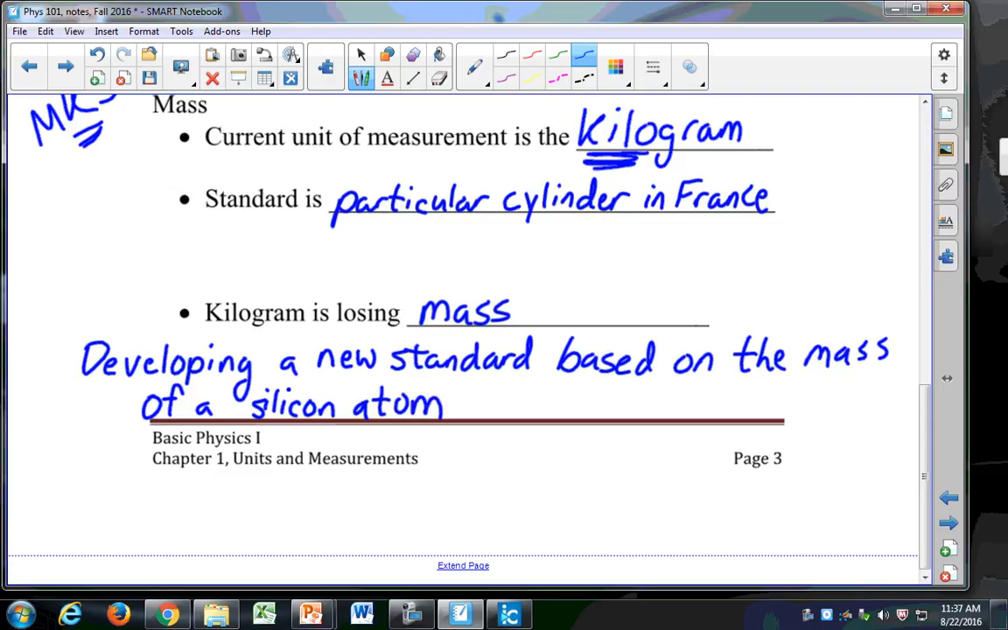What they're doing basically is they're creating a sphere, a ball. They have a ball about this big, and they get it perfectly round, and then they say, okay, this ball is a kilogram. They measure its mass, and they figure out this thing is exactly a kilogram. And then they count the number of atoms inside that silicon sphere, and then they say, well, 1 kilogram is equal to that particular number of silicon atoms.